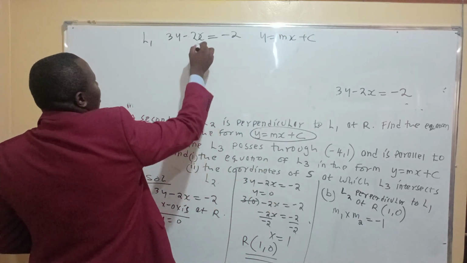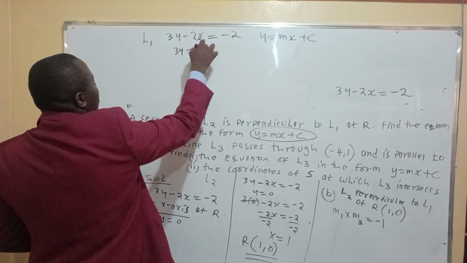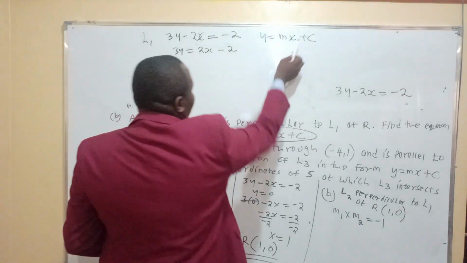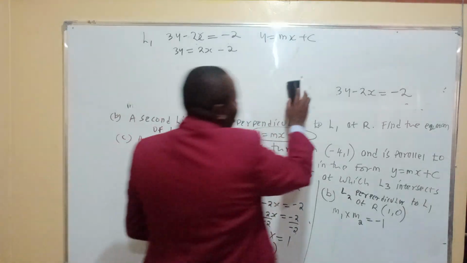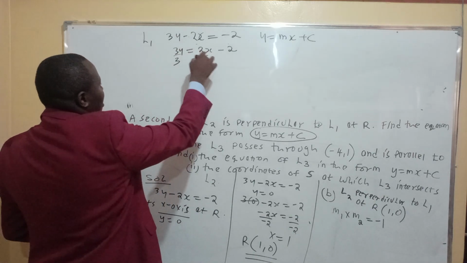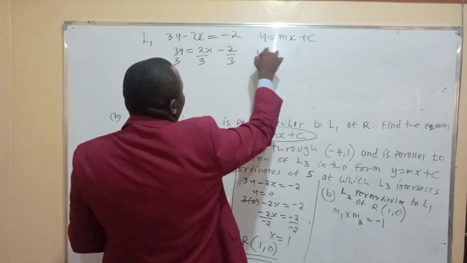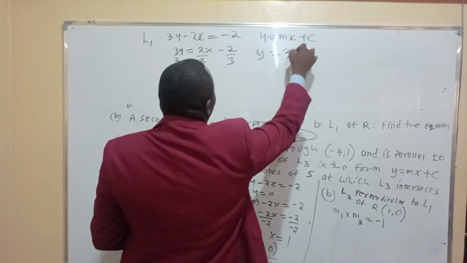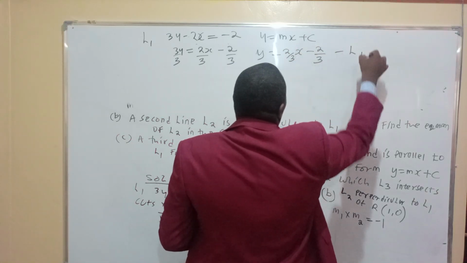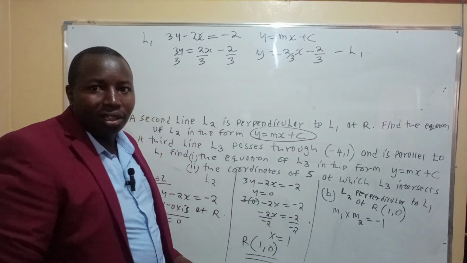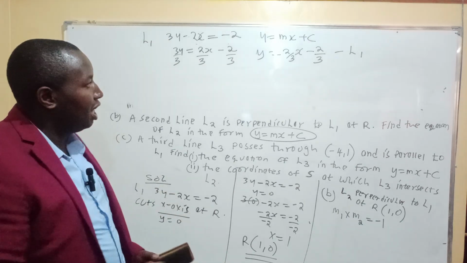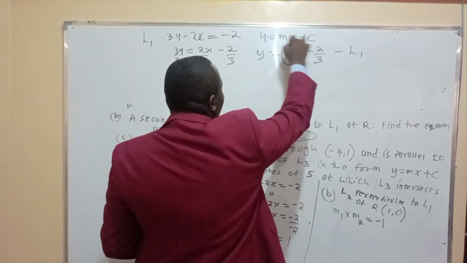Take the 2x to the other side, so you get 3y is equal to 2x minus 2. We want to write it in this form so that we can identify the gradient. So divide by 3, and therefore y is equal to 2 over 3 x minus 2 over 3. That's the equation R1. Now identify the gradient, M1.